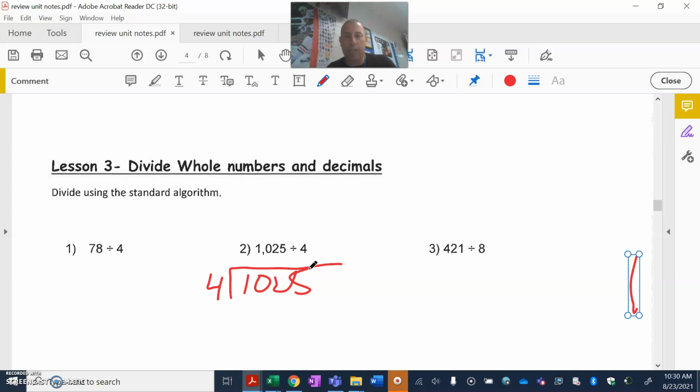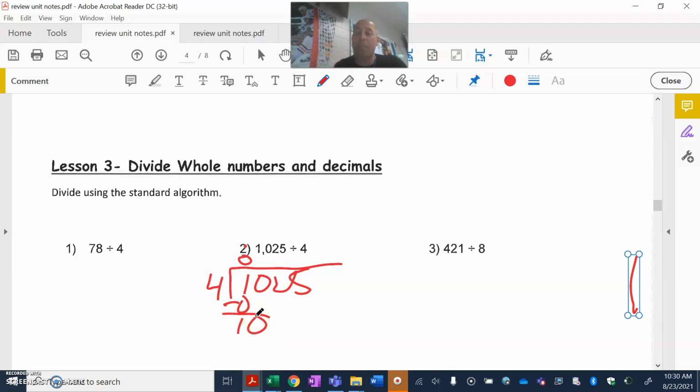So, the way this works is we're asking ourselves, how many groups can we pull out? So I'm looking at, hey, how many groups of 4 can I pull out of a 1? And, well, none. So a 0 goes up top. We multiply. 0 times 4 is 0. We subtract. We bring down the next number.